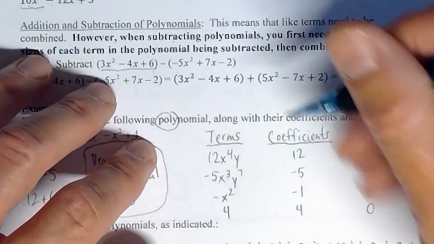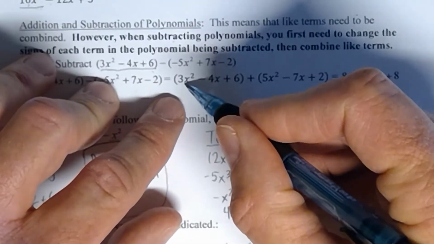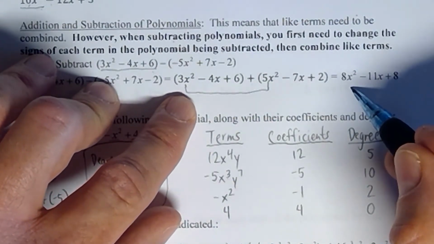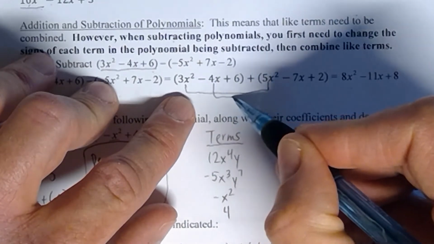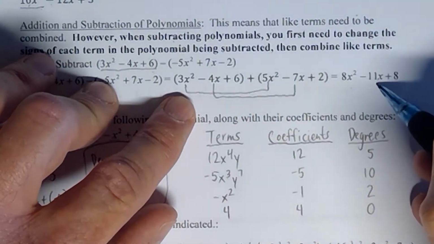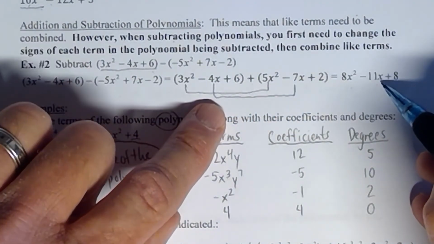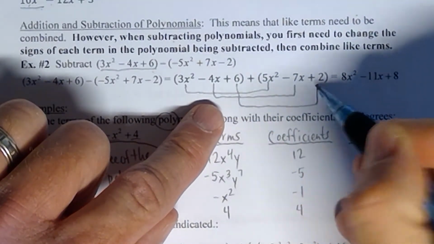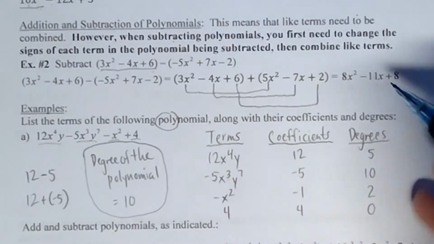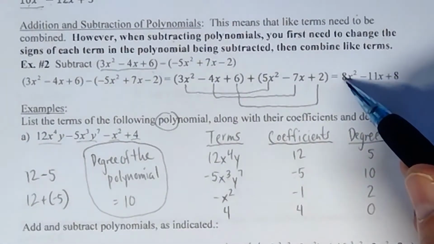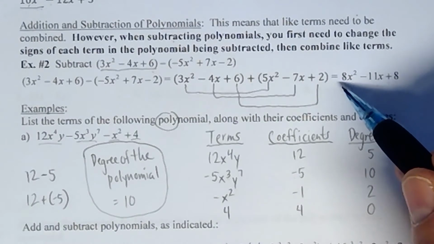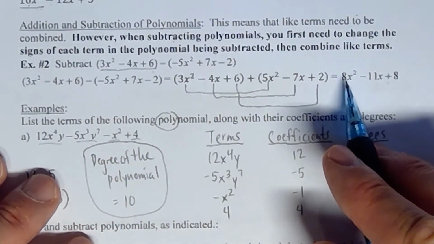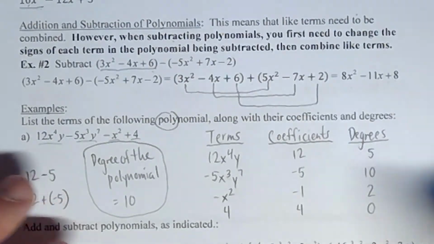So I'm going to combine like terms right here. If I combine these, 3 plus 5 is 8, the x squared stays the same. Negative 4 minus 7 is negative 11, the x part stays the same. And then 6 plus 2 is 8, and since that's positive, I put a plus there. Again, you don't need to put a plus in front of the 8 when it's the first term and it's positive.